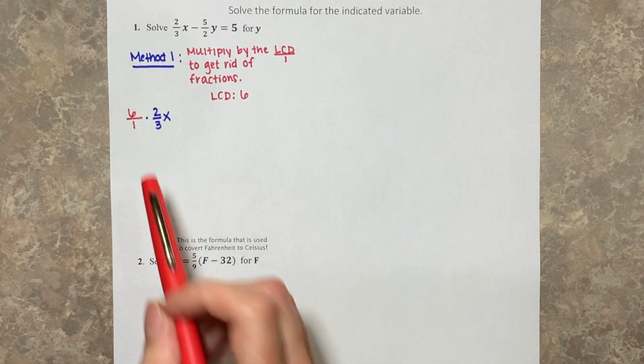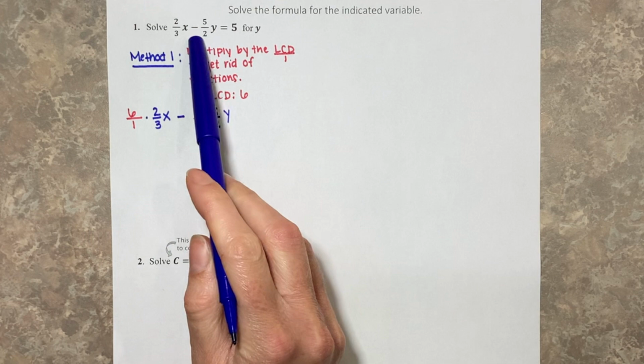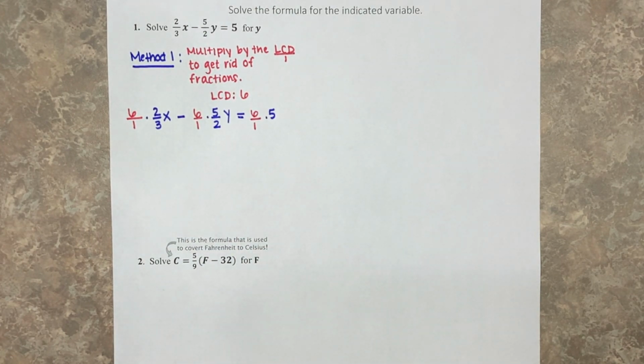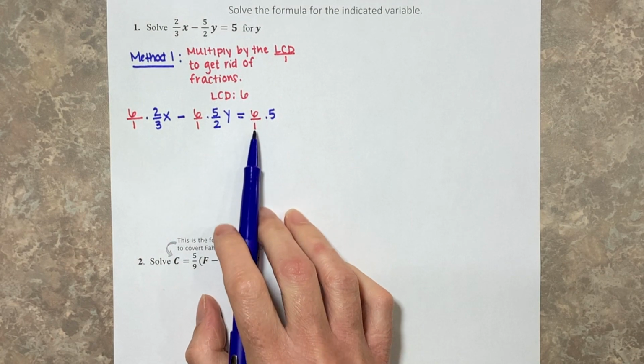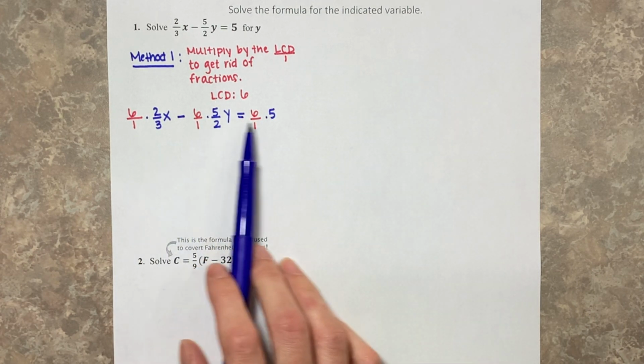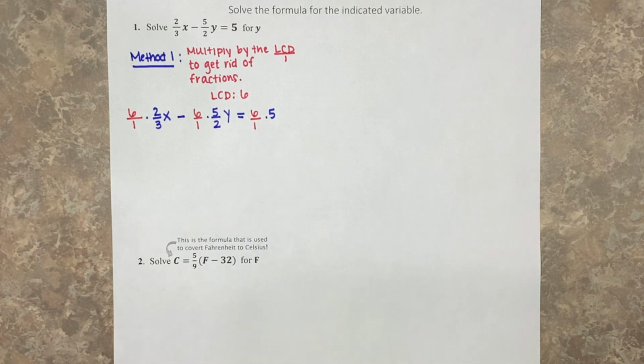We'll multiply 6 over 1 by the 2/3 x. Then we'll multiply the negative 5/2 y by 6 over 1, and then we'll multiply the 5 by the LCD over 1. Again, with equations, in order to maintain equality, whatever you do to one side, you have to do to the other side. So that's why we have to multiply each and every term by the LCD over 1. This will get rid of our fractions completely.